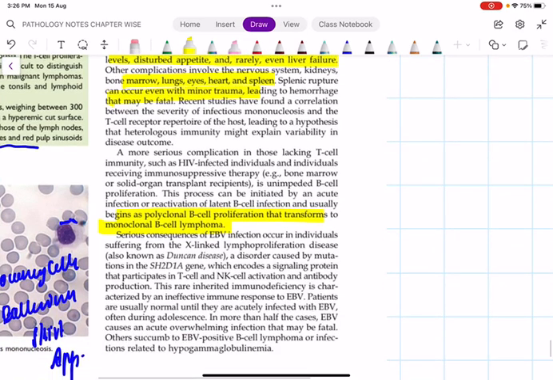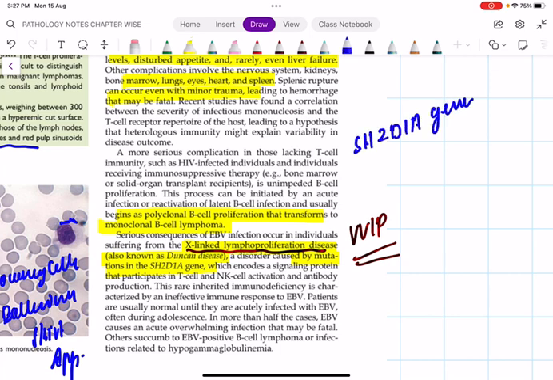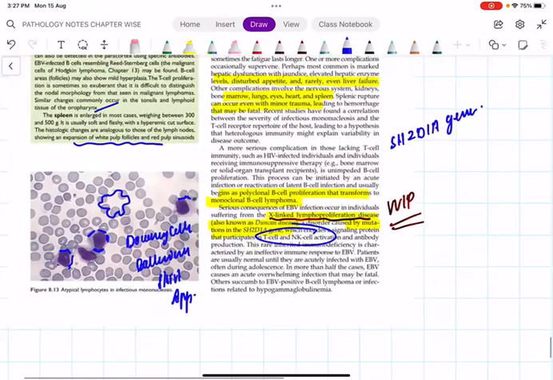And a serious consequence of EBV, this is a very important MCQ, VVIP MCQ: what is X-linked lymphoproliferative disease? This is nothing else but Duncan's disease. Duncan's disease, also called X-linked lymphoproliferative disease, is caused by mutation in the SH2D1A gene. This gene encodes a protein which mainly helps in T cell and NK cell activation and antibody production. So these are the important things.